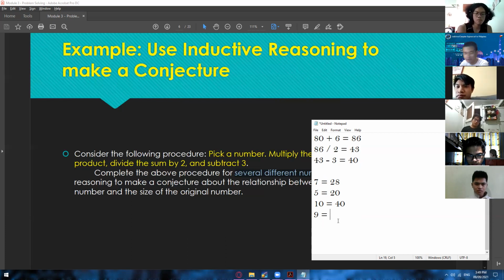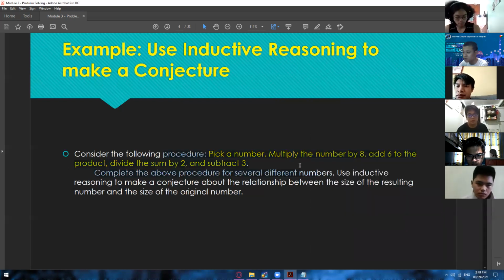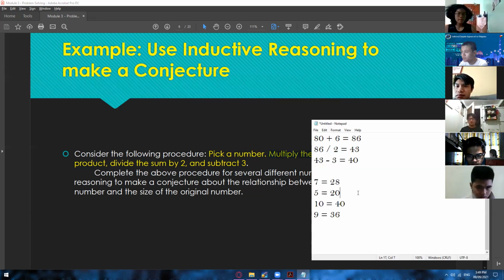Do you guys have another answer or assumption or conjecture? Or do you guys have the same? I didn't know who answered 36. But just basing it from our past examples, if we have this kind of procedure, you can pick any number, but you will apply the same steps: multiply it, add it, divide, and then subtract. It will always be multiplied by 4 from its original number. So 7 times 4 is 28, 5 times 4 is 20, 10 times 4 is 40, and if we have 9, then that's equal to 36.